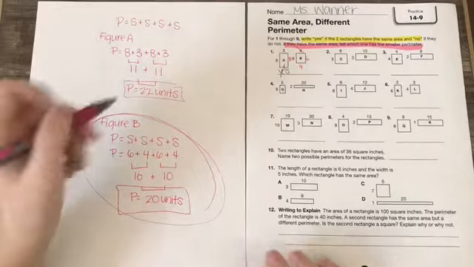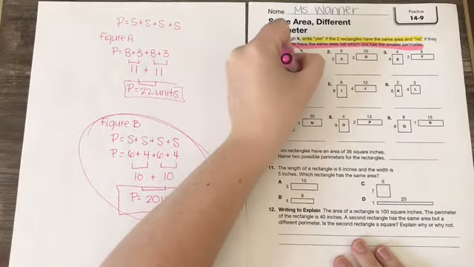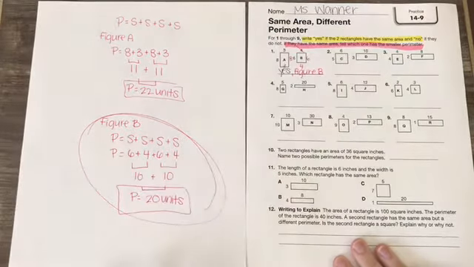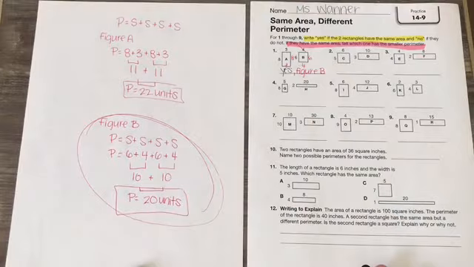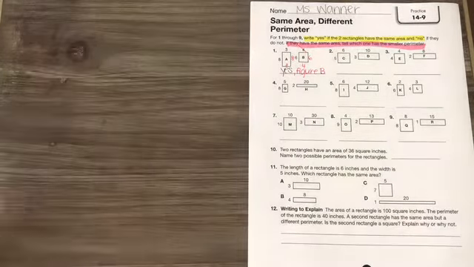So to show my work, I'm just going to write yes and then figure B. All right, and now we're ready for number 4. Let's work on that one together.